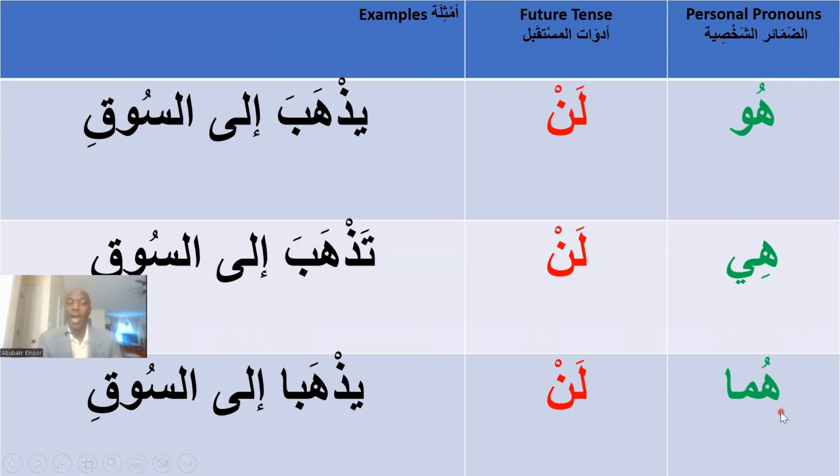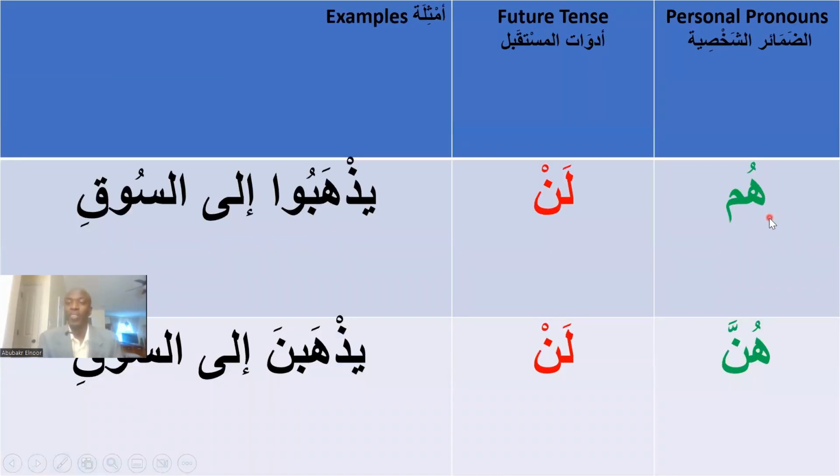Okay, هما, this is dual. They two will not يذهب. Instead of يذهبان for present tense, the noon is dropped. So لن يذهب إلى السوق. They, both of them, will not go to the market.